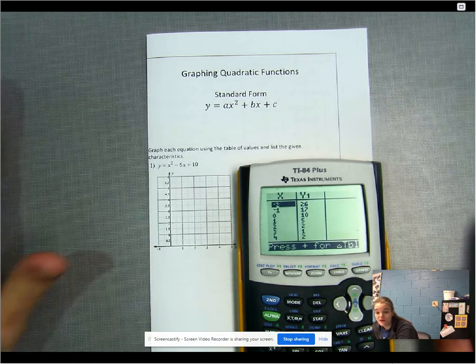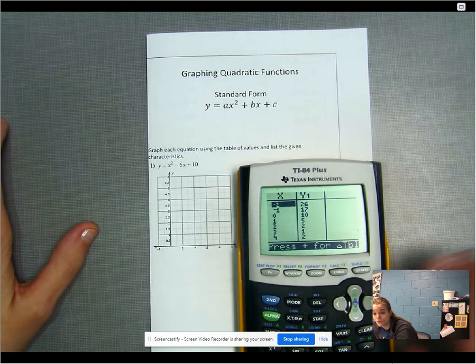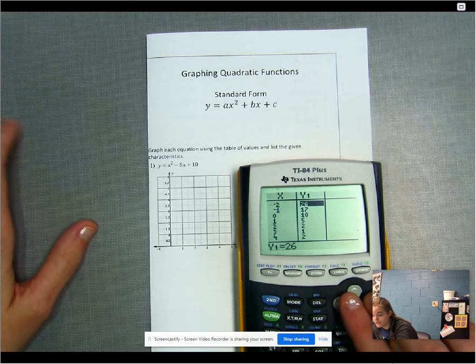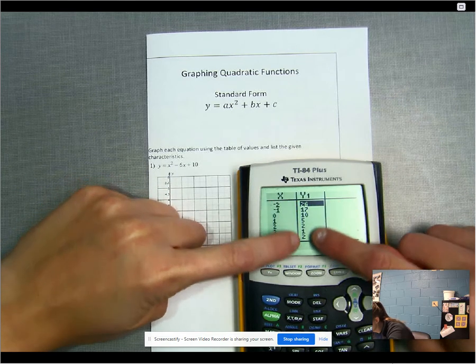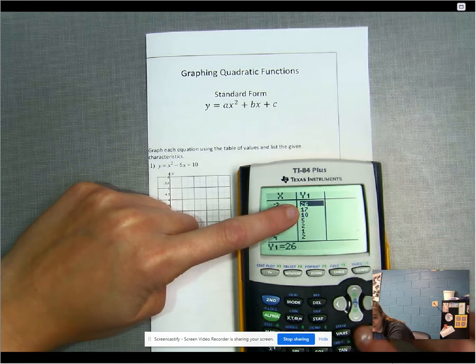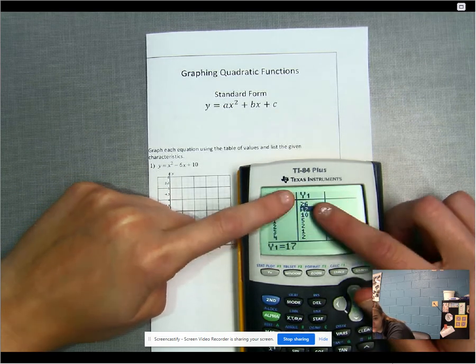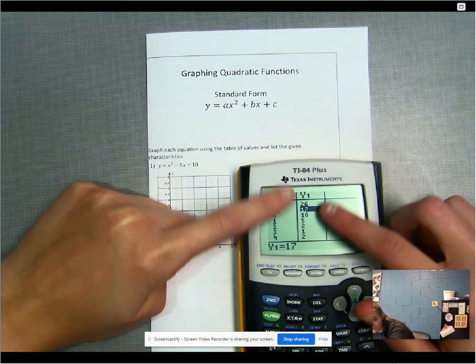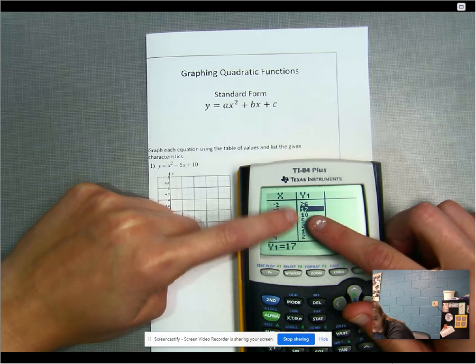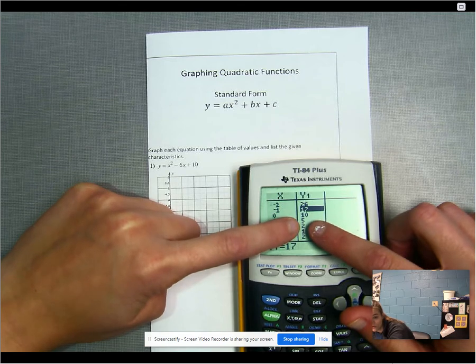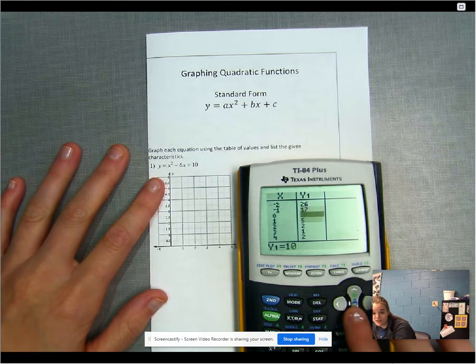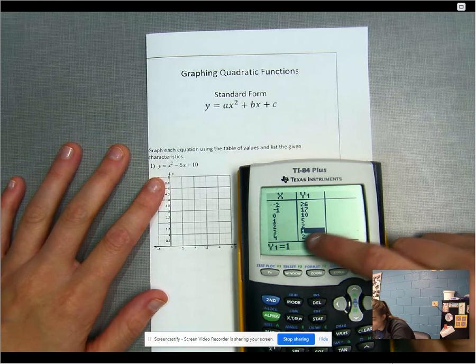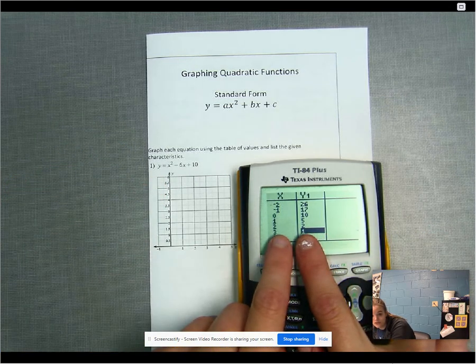And we have to find the vertex now. Okay? To find the vertex, we are looking for where some of the y values repeat. For instance, 26, I don't see that twice in this line. 17, I don't see that twice. 10, I don't see that twice. 5, I don't see that twice. 2, oh, I see that twice. That means, see how it's 2 and then 2? That means that 3, 1 is the vertex.